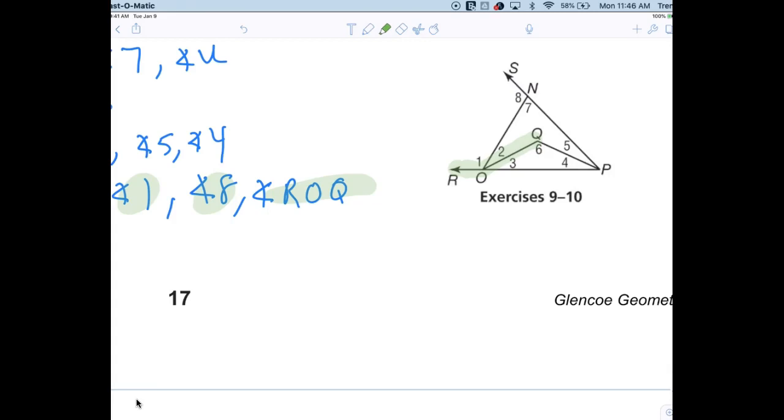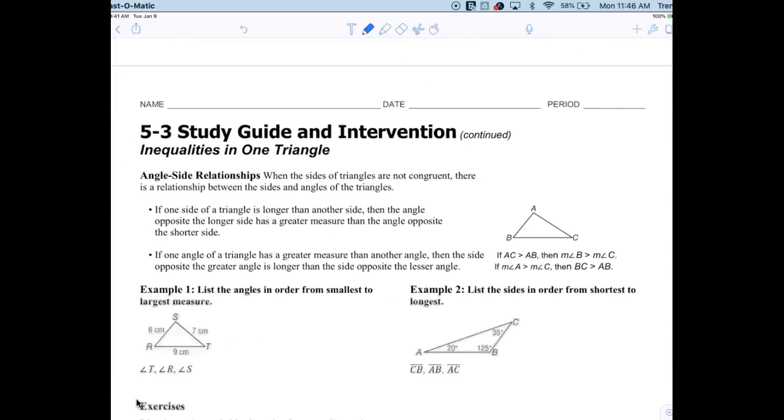So angle 4 is a remote interior angle to ROQ. That's what I'm saying. I'm just trying to show you, I'm drawing these things out. If you don't draw them out, I think they're hard to see. All right, let's see if you figured it out.